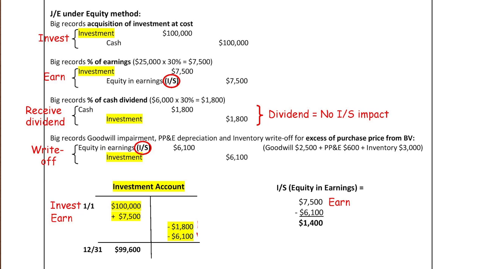And finally, when we had $6,100, write the write-off. That write-off reduces the investment amount, and it's also a reduction of equity in earnings on the income statement. So again, where you have a reduction of $6,100 on the income statement, make a note: write-off.